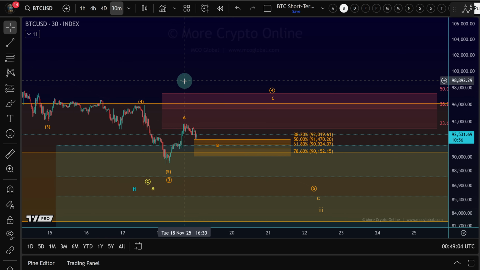So I just mentioned in the intro that Bitcoin has reached a critical level. Well, I'm talking about this zone.